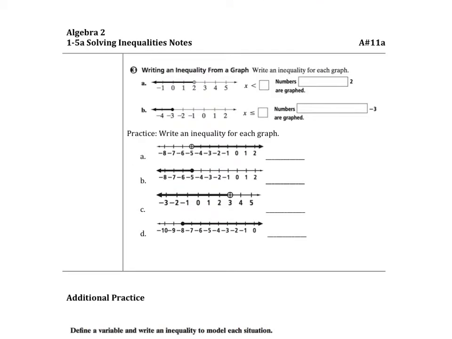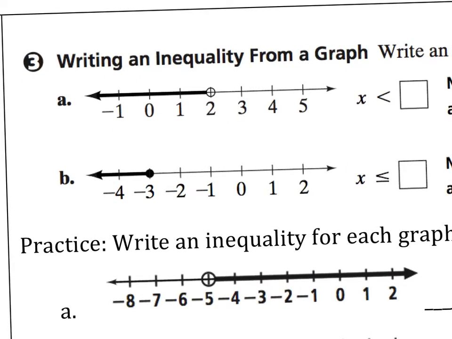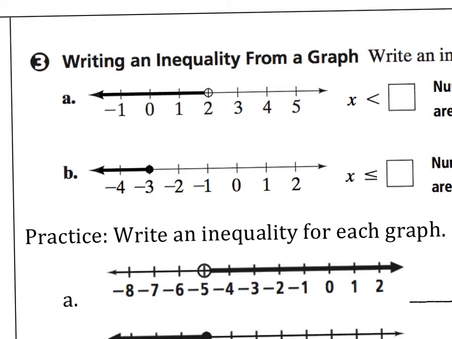All right, on the next page, now we're going to go backwards to what you just did. We went from the situation, the actual inequality, to the graph. Now we're going to go from the graph to the inequality. So, quick thing to note is we don't know what the variable's name is, but they did give us over here the name of the variable x. So, when you don't know the variable, you choose whatever letter you prefer.